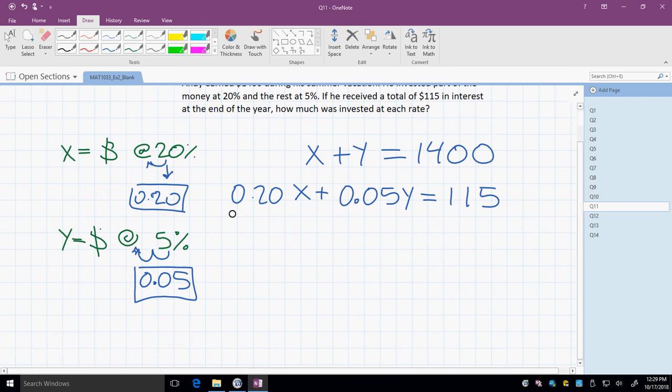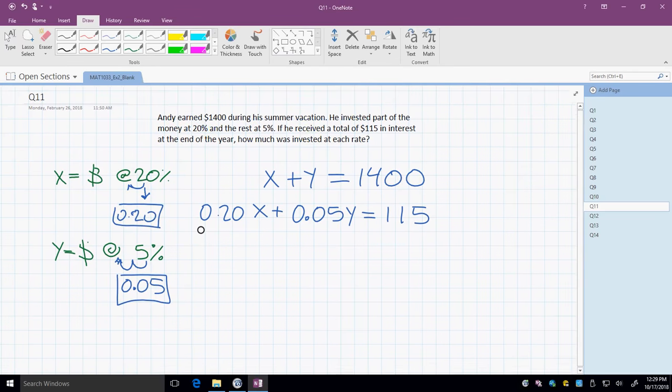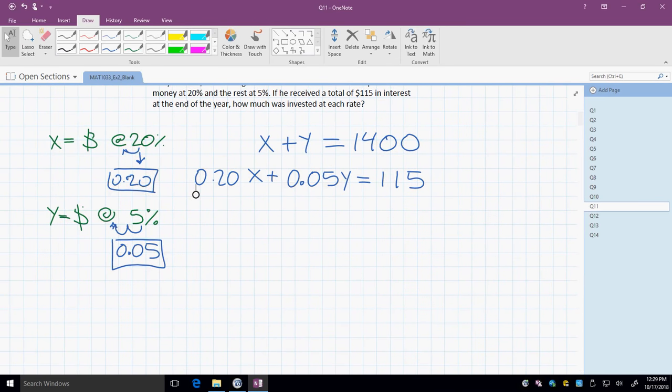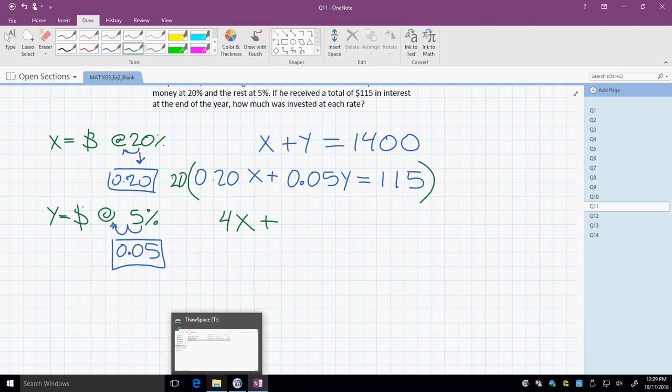You can try any number that you think will work for you. I'm going to go for 20 in the second equation because I know it's going to make my life a lot easier. So if you multiply 20 times 0.20, what will you get? My calculator friend. That sounds nice, right? And then 20 times 0.05, 25.